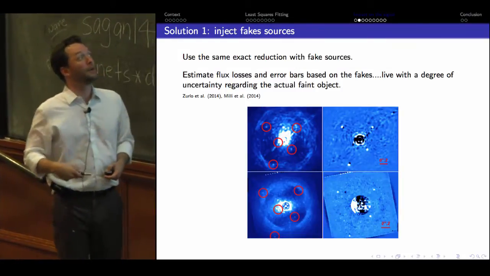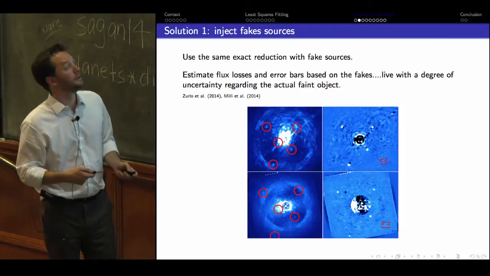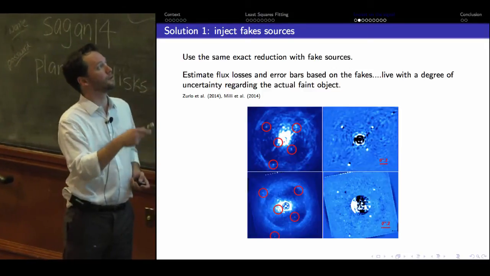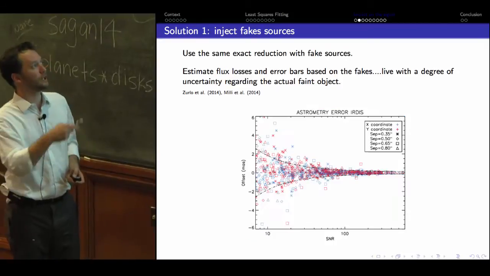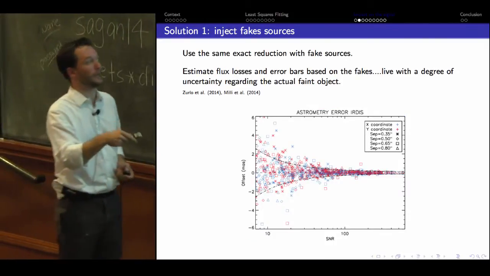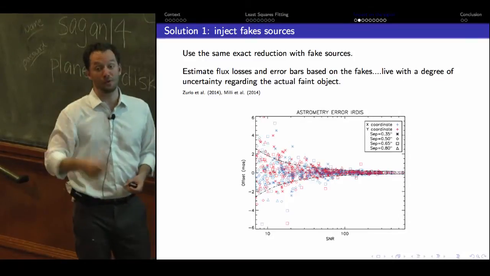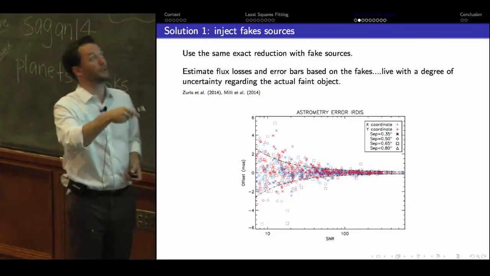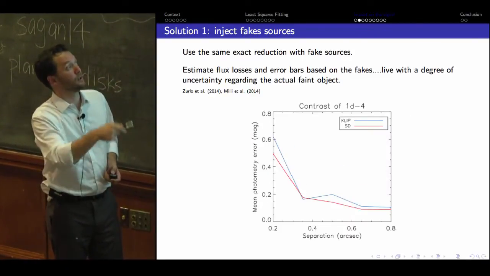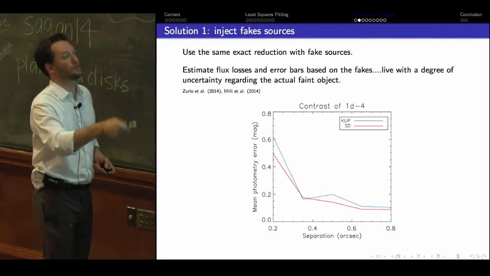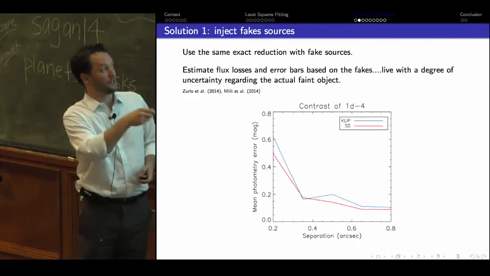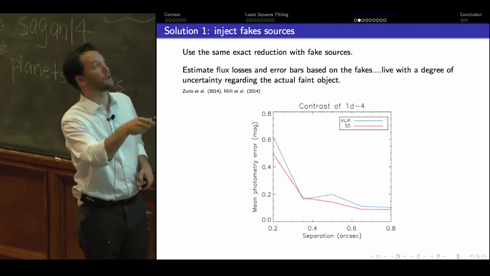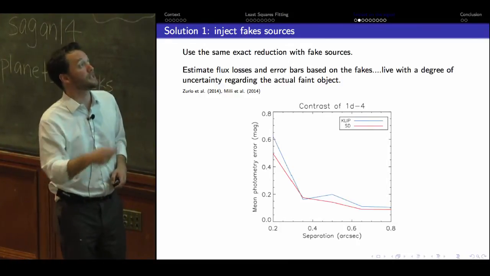And you're seeing how the signal on the fake sources is corrupted. This is done on SPHERE lab data for point sources, and you can look at the astrometric precision you get. You know where you put your source, so you just find the centroid of wherever your source is in your radius image, and you can see how well you're doing. You can also look at your photometric precision here. And of course, it gets better the farther away you go from the star, the easier it is, for a constant contrast of 10 to the minus 4. So that's how you do it for point sources.